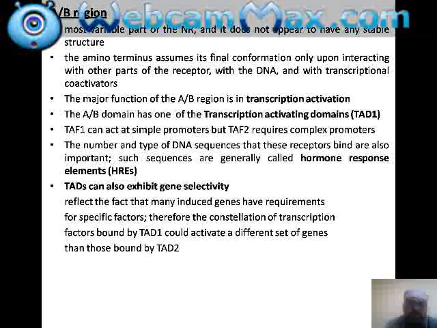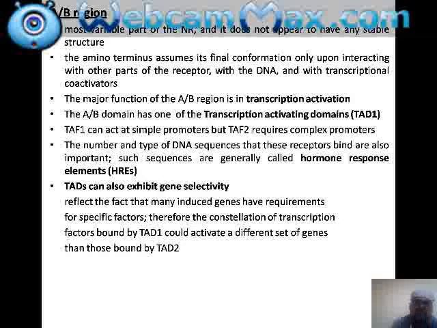So if we have a constellation of transcription factors, meaning some more transcription factors come and bind to the TAD1, then it can activate a different set of genes than those bound to TAD2. So here we have TAD1, a transcription activating domain, which shows gene selectivity, as the factors that bind to that region induce a specific gene, and when there is a constellation of transcription factors which binds to TAD1, then different sets of genes can be activated. So this is all about the transcription activating domain.